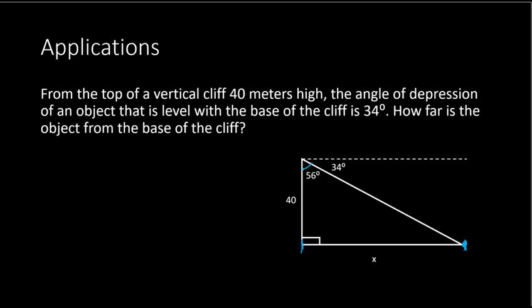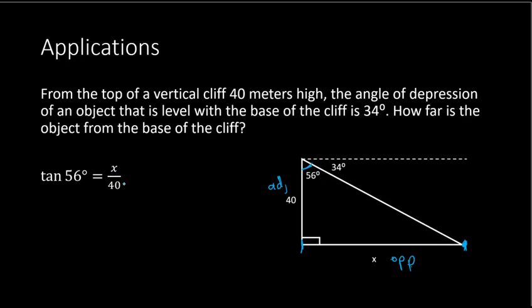Alright, so if we're using this 56-degree angle within the triangle, the x would be opposite of that, and then the 40 would be adjacent. So with that information, we can figure out which trig function uses opposite and adjacent, and that would be tangent. So we take the tangent of 56 degrees, and that's equal to opposite, which is x, over adjacent, which is 40. And then from here, we can solve.